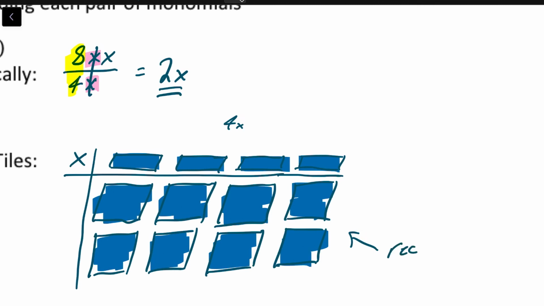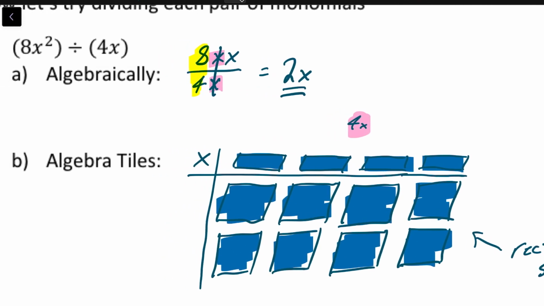A rectangular shape that matches one of the sides. Okay, in this situation, I have 4x. I'm trying to figure out what this side is going to be. Okay, so each of these tiles got their width from the 4x tiles on the top, and they got their length from the tiles on the left side. Okay, and we can see here that their length is the length of a full x tile.